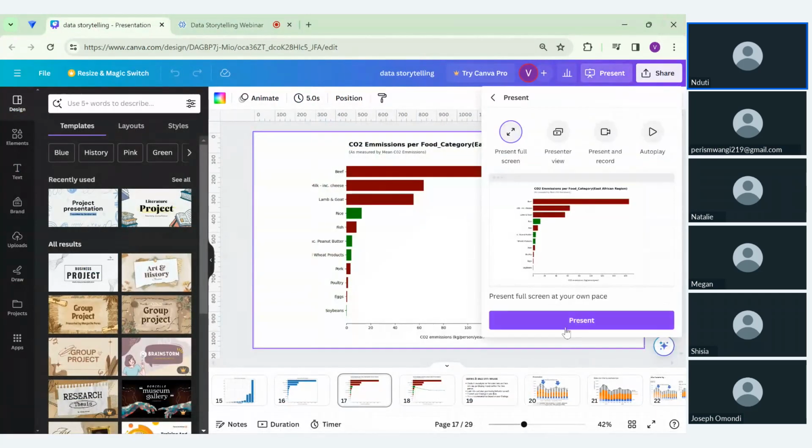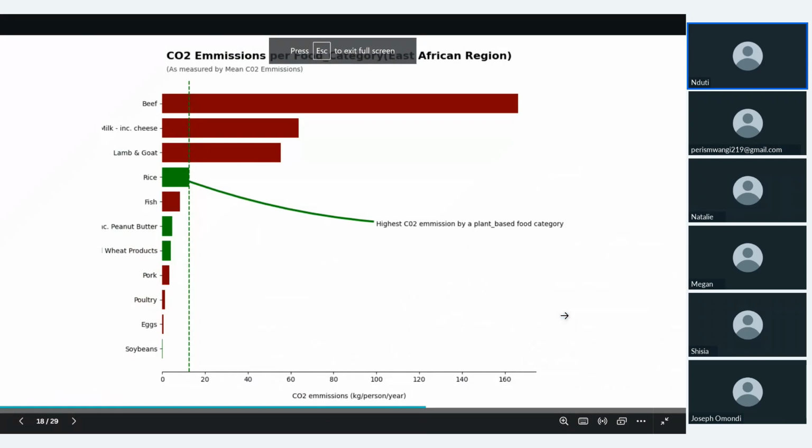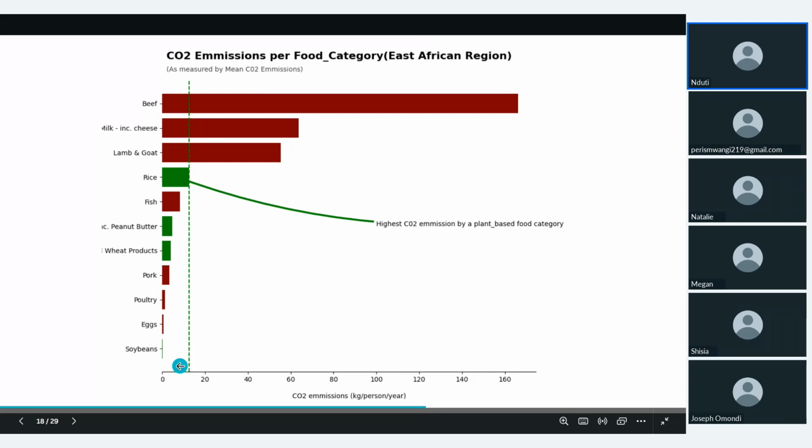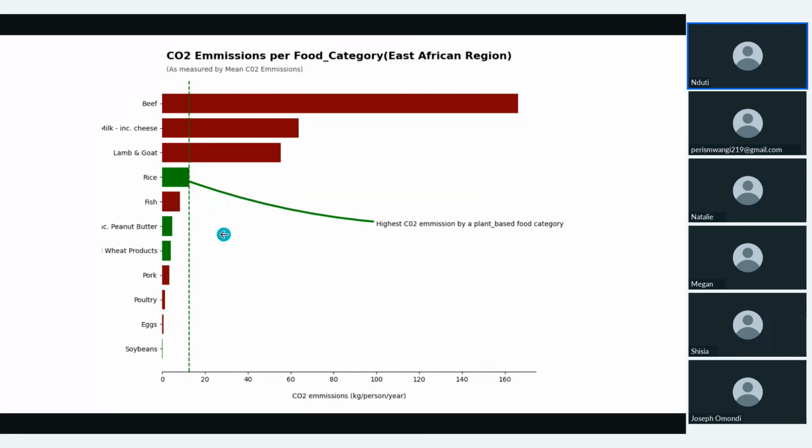Let's take a look at this very quickly. I've just introduced another horizontal line here. I hope this is horizontal and not vertical. And this is focusing my message. This is the focusing my message bit. I'm choosing to focus on the highest plant-based food category being at that level as opposed to the ones on top of it. Just having this line here already gives you an idea of the contribution of the top three as opposed to the highest in the plant-based food category.